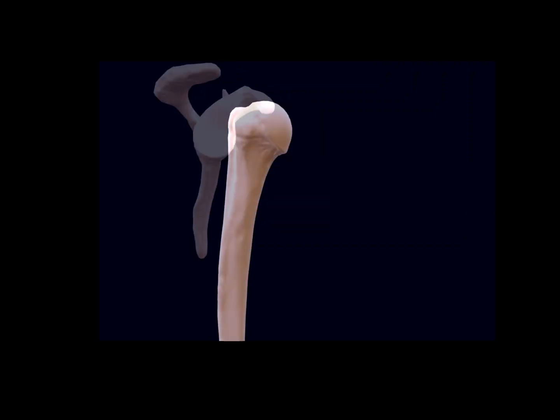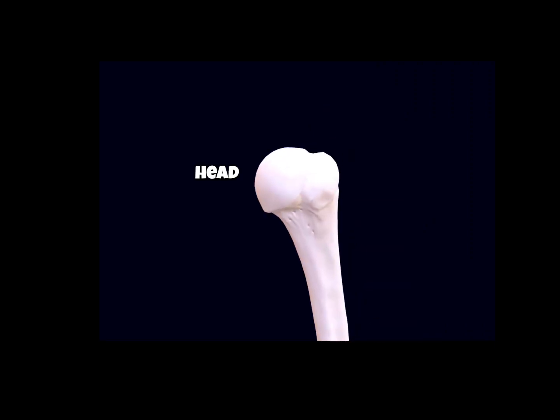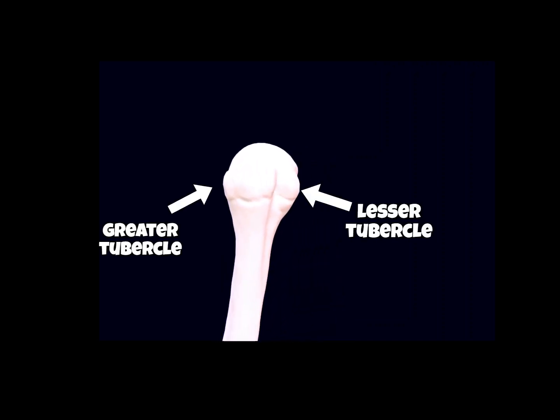From the superior border arises the coracoid process, a hook-like projection that provides attachment to several muscles, including pectoralis minor, the short head of biceps, and coracobrachialis. And finally, the humerus, the long bone of the arm, completes the bony framework. Its proximal end bears a smooth hemispherical head that articulates with the glenoid cavity of the scapula. Just below the head is the anatomical neck, and lateral to this are the greater and the lesser tubercles.